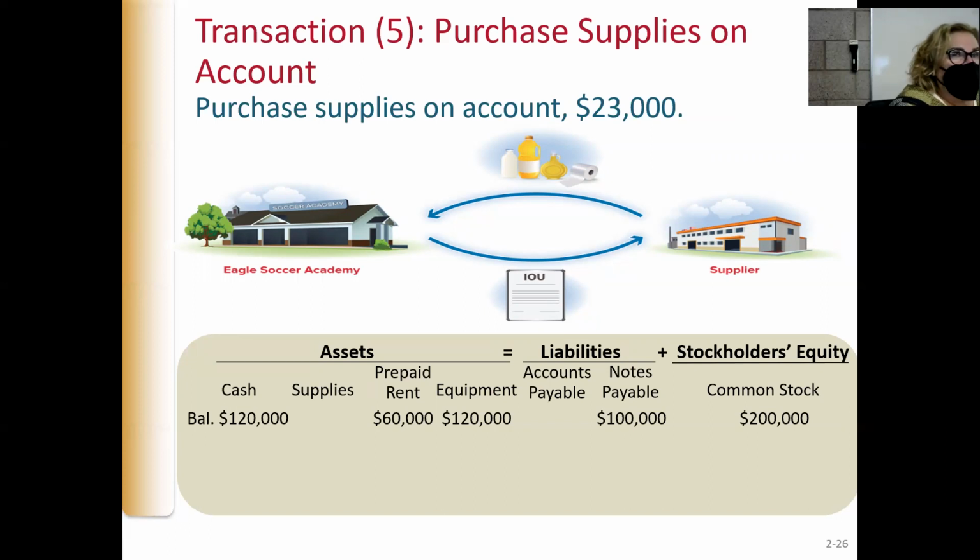Can you tell me what the other part of this equation is? When you pay on account, that means we haven't paid the bill yet. We owe them money. When we owe a bill, it's called accounts payable. We owe them money in the near future. So in this case, our assets increased by $23,000 and our liability, accounts payable, also increased by $23,000.